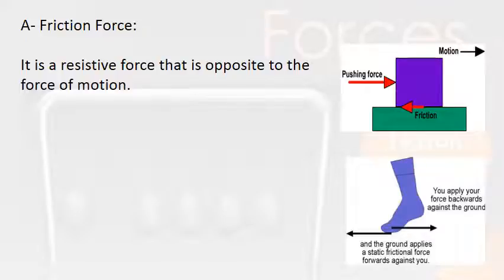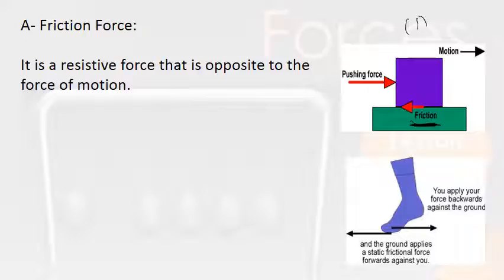By definition, it is a resistive force that is opposite to the force of motion. As you can see with figure 1, the motion is to the right, so the friction will be to the left. The friction is in contact between the box or the object and the ground. So this is a resistive force done by the ground on the object and is opposite to the motion. That's how we represent friction: it is always opposite to the motion, it's a resistive force.